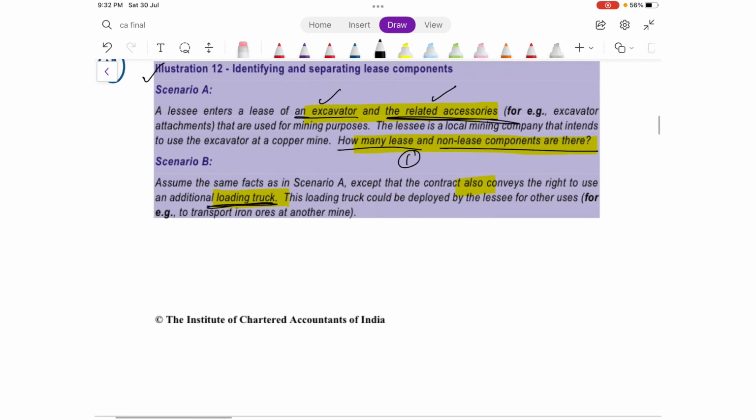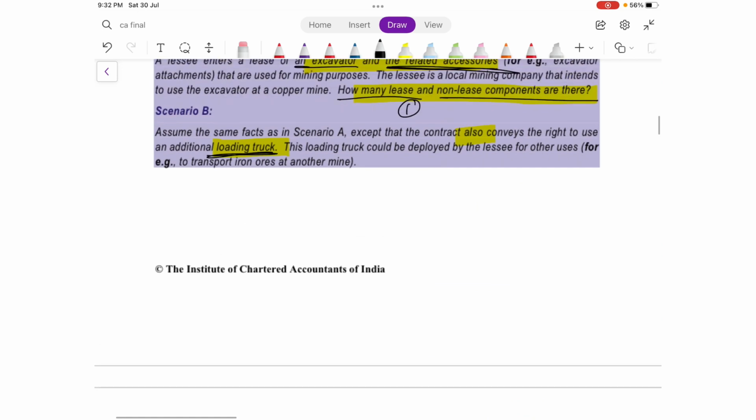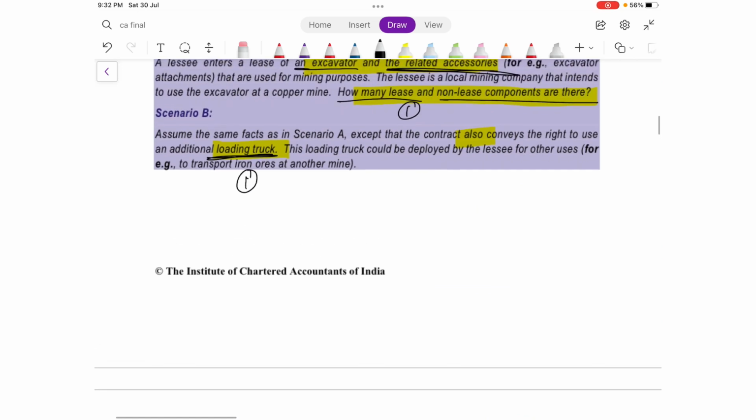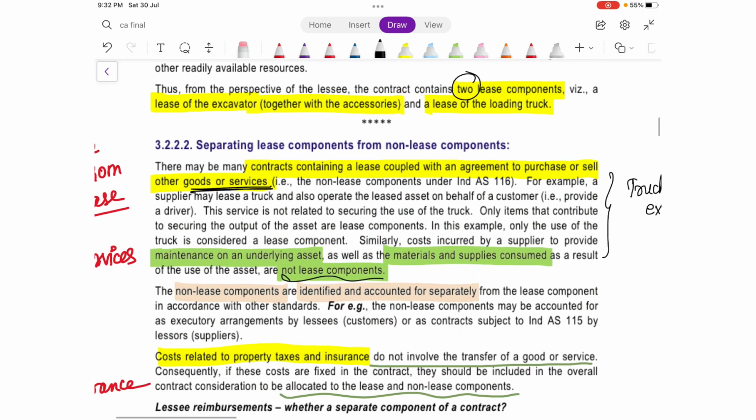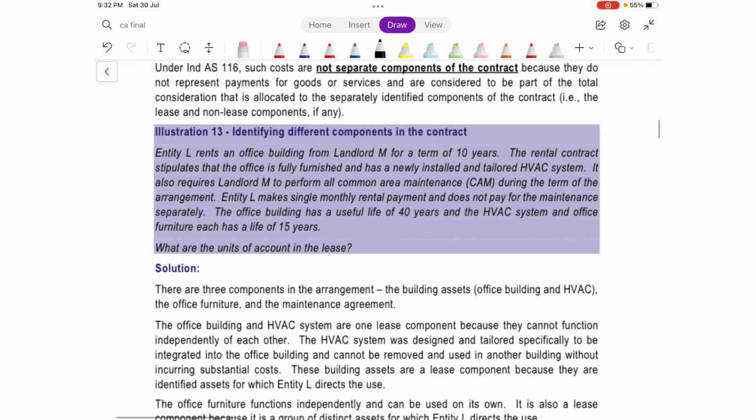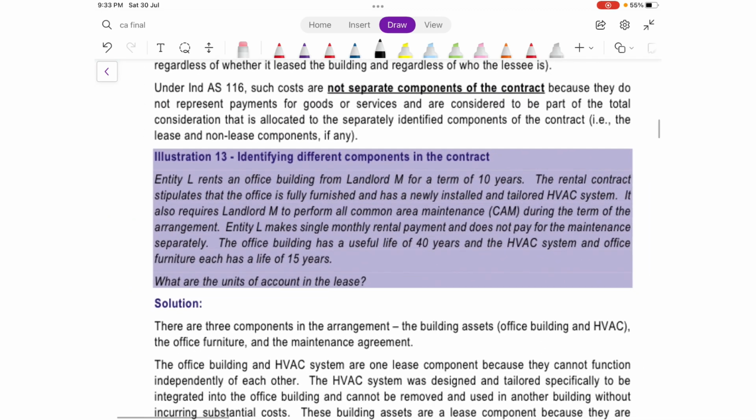Then we saw a loading truck. The truck is also one single lease component. In scenario B they are saying assume the same facts as scenario A, so there is the excavator, its related accessories and the loading truck. So how many lease components are there? There are two lease components. One is the excavator and its accessories, and one is the loading truck. This we saw already in the lecture itself, so I am not re-explaining it here again. Okay, then illustration number 13.